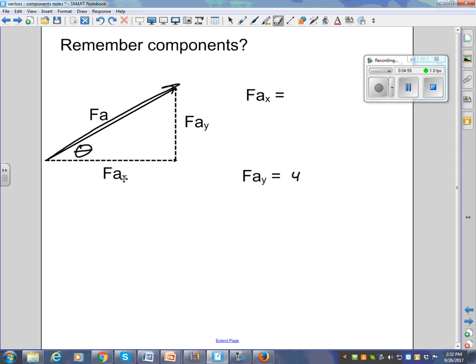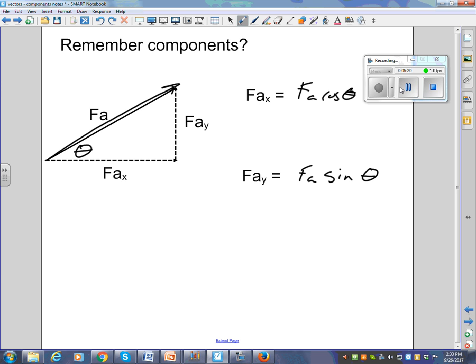FAX is adjacent, so FAX, and I think I taught you this in grade 11, is going to be FA cos theta. And FAY is going to be FA sine theta. Is that something that you think you should write down? AJ believes so, he's already started.